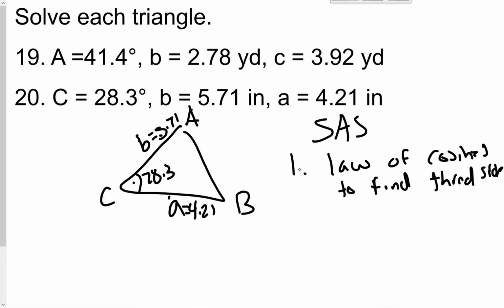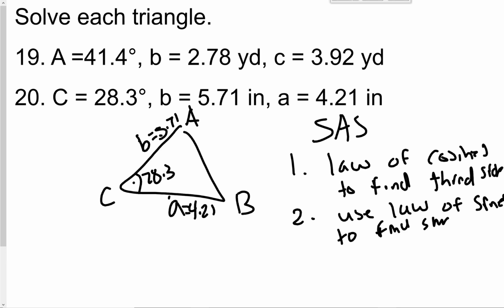Step 2 is to find the smaller of the 2 remaining angles using the law of sines. So how do I know which one's the smallest? Well, that's going to be whatever opposite side is the smallest side. So A is going to be the smallest angle, so I'll be finding A.